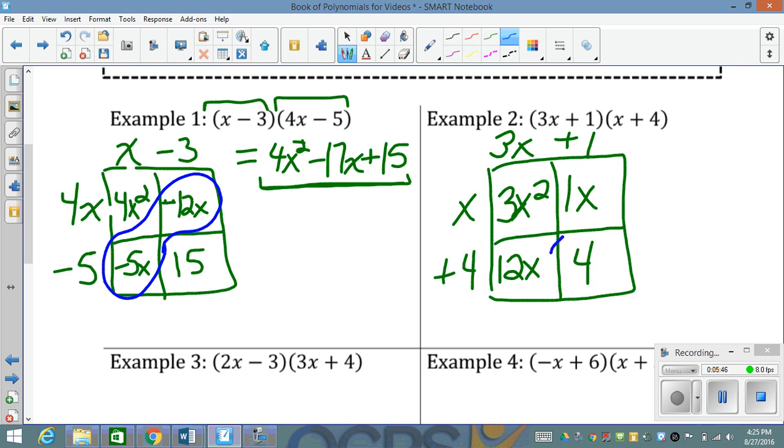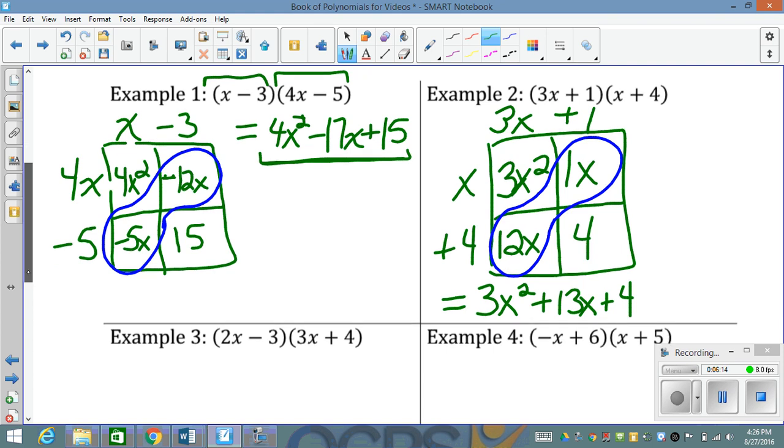Again, I have some like terms here to combine. And I didn't leave myself very much room, so I'm going to write my simplified answer down here. I'm going to get 3x squared. 12x plus 1x is 13x. That's from the blue bubble there, plus 4. That is my final answer. I cannot do anything else because they are not like terms. So that is it.